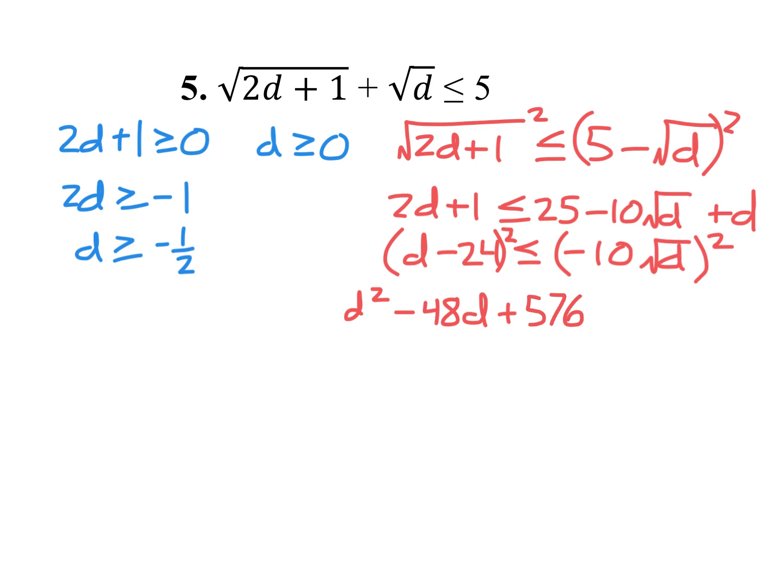One thing I noticed is that if radical d is non-negative, then negative 10 radical d is non-positive. So I think I multiplied both sides by a negative, so I should flip this around. Now, it doesn't really matter because I'm going to test the regions anyway. So if this is pointing the wrong way, it's not that big of a deal. When I square that, I get 100 times d. All right, so now I move everything to the left side.